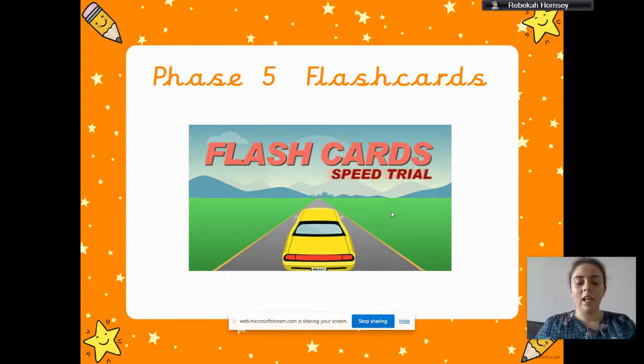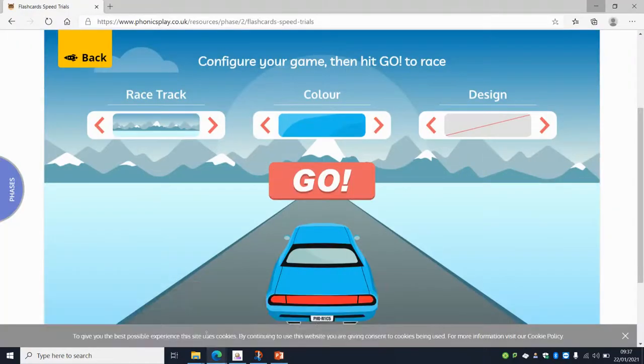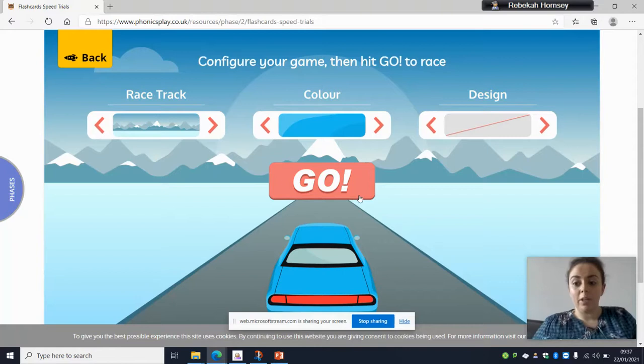some flashcards. I know some of us are still a little bit wobbly on some of them, so the more we practice, the better we're going to get at it. So let me just get that up for us. I picked a blue car today, don't know why, just thought it fit in with the mountains. So let's go.